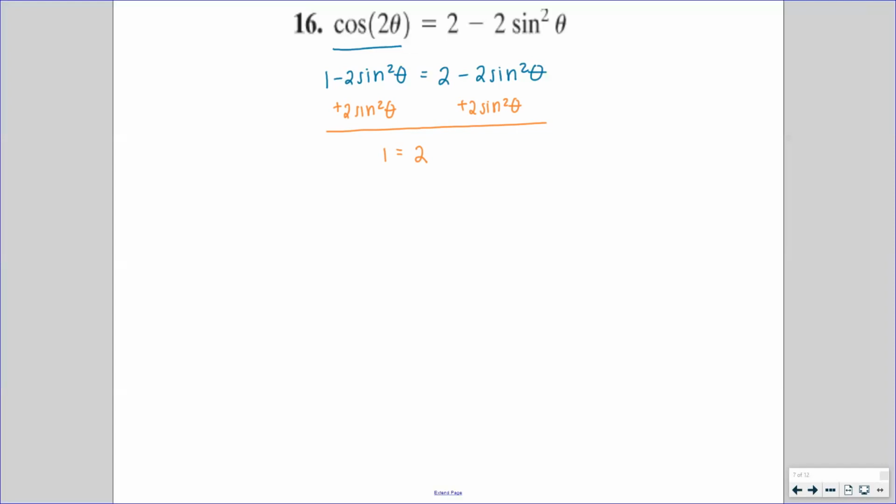Last time I checked, mathematically, 1 was not equal to 2. Not true. We get a statement that is false, so this doesn't yield any solutions. Undefined. So we leave it like that. Best type of problem. You don't have to write any general solutions, and you don't have to find the particular solutions.